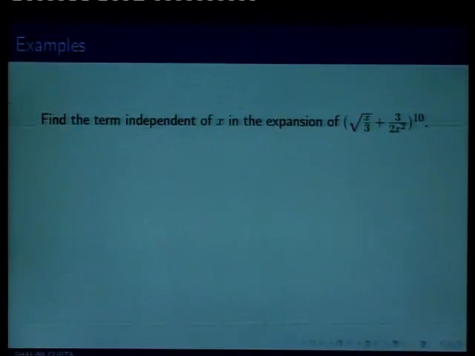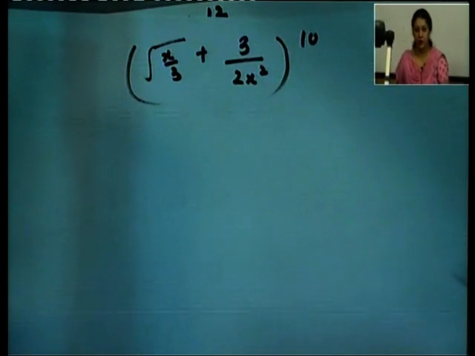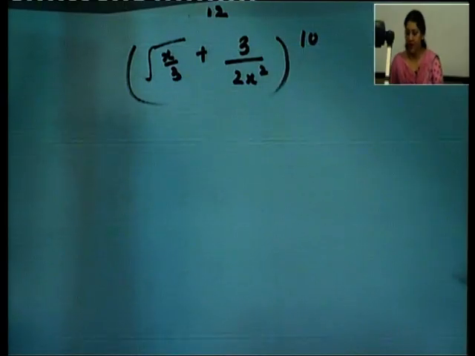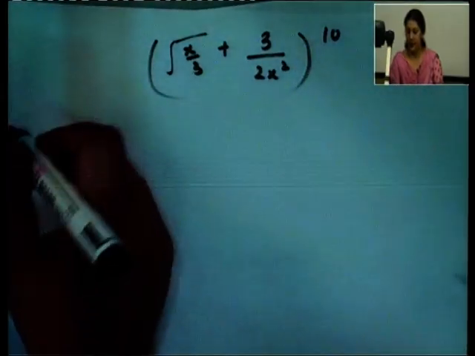Next, suppose we have to find the term independent of x in the expansion of (√x/3 + 3/(2x²)) whole raised to power 10. So the problem is to find the term independent of x in the expansion of this. Here n is 10. So again we write the general term.